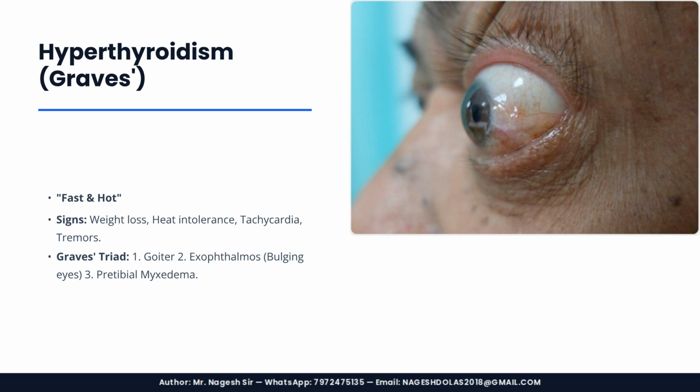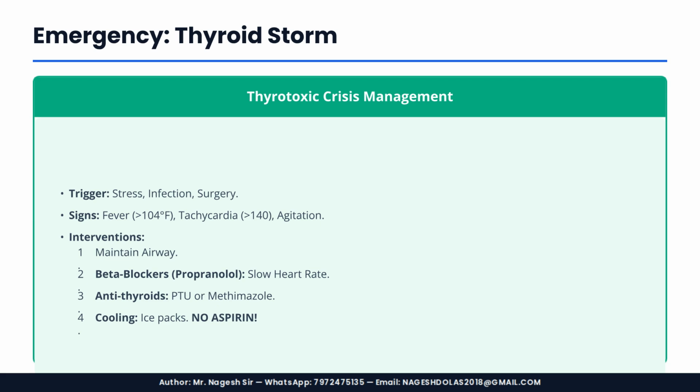Signs include weight loss, heat intolerance, tachycardia, and tremors. Graves' triad includes goiter, exophthalmos, and pretibial myxedema. Thyroid storm is a thyrotoxic crisis triggered by stress or infection, presenting with high fever, severe tachycardia, and agitation.